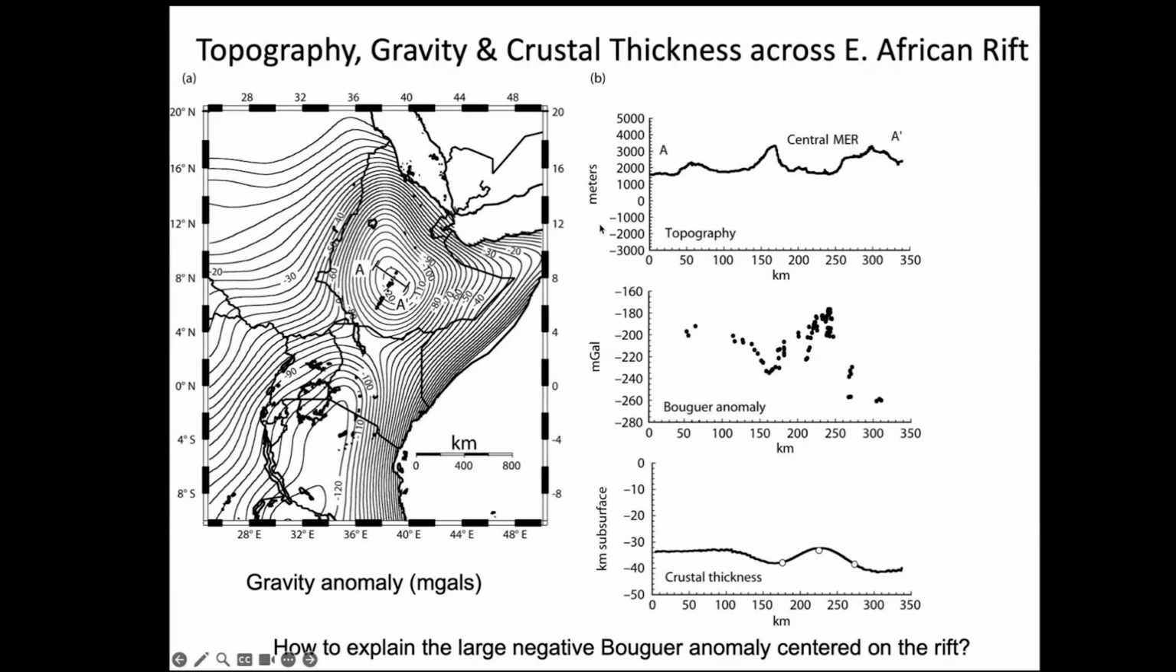Now, what's interesting is we see a Bouguer anomaly here that goes from minus 200, the flanks go down to minus 240, and then underneath the axis, it goes up to minus 180. So does anybody have an opinion why we would have this Bouguer gravity high here relative to the margins?